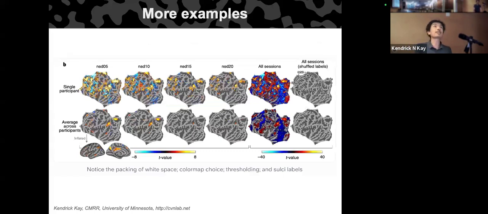Okay, so I have a couple examples. Let me check the time. We're okay. So I just want to try to make it concrete. These are, again, what's being shown here is irrelevant. Don't worry about what this actually is. But I just want to point out a couple of the figure design principles here.